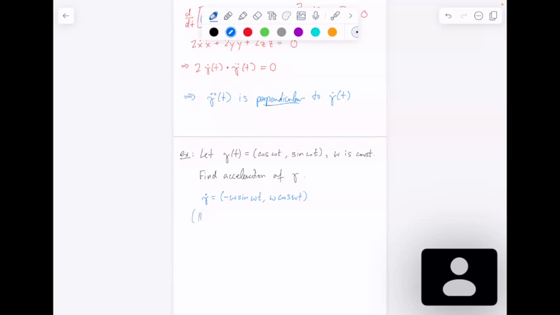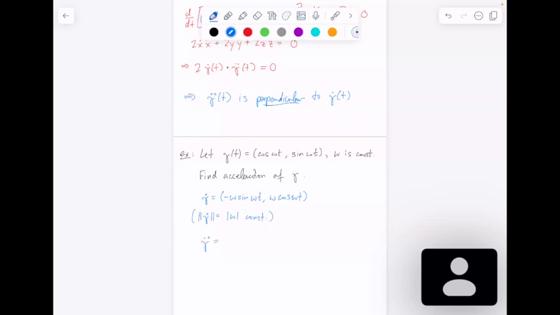Now, for good measure, we also know that its speed is constant. If you want to do the speed, you take this squared plus this squared and square root it. Well, sine squared plus cos squared equals 1. You factor out omega squared under the square root, and that's absolute value omega. And this is constant speed.